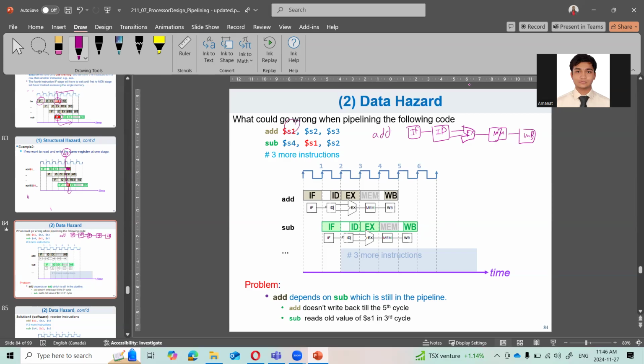Now, you can see we are changing the value of S1 here, but immediately after, we are using S1. This will create a problem, because if we write out how it works, mem, and then write back. We have the write back here.